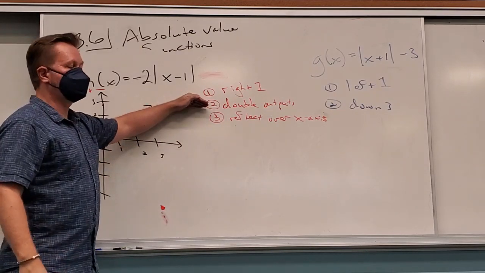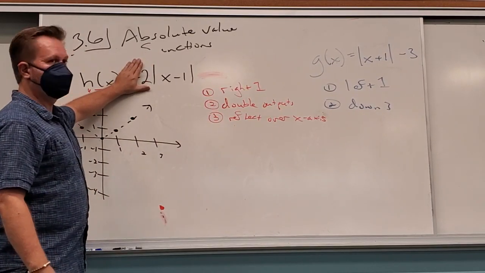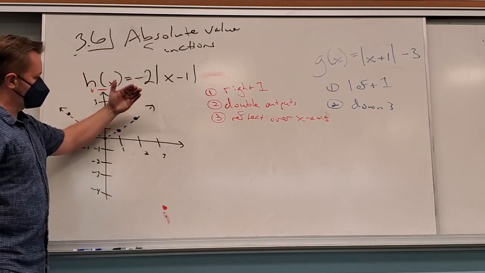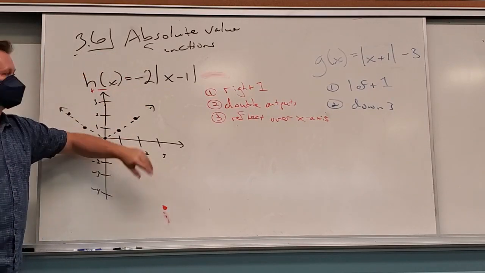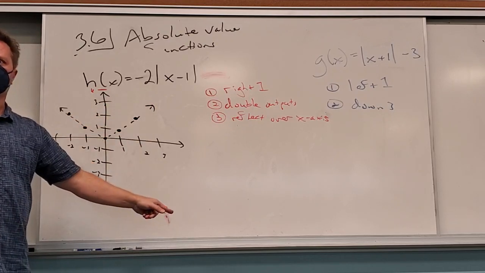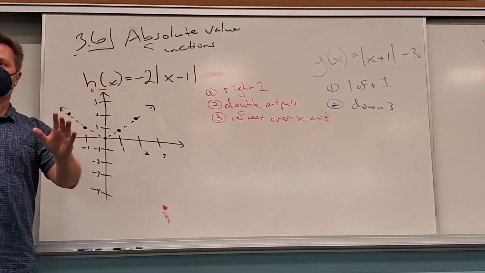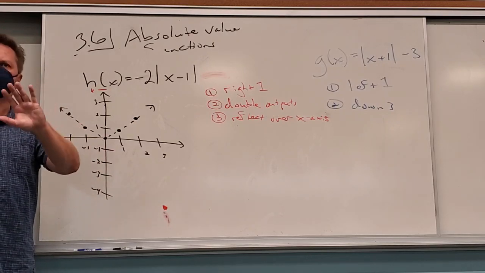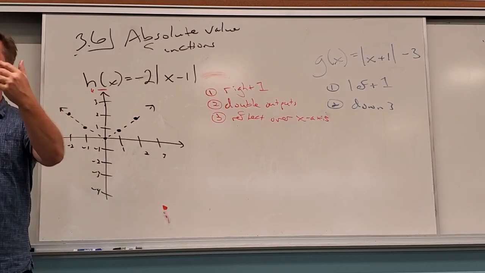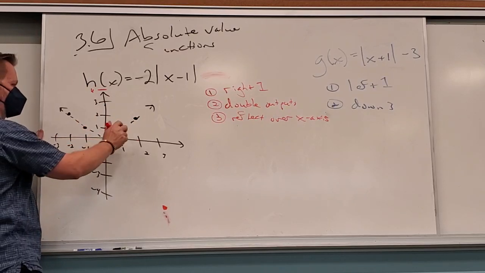And everybody cool with the double the outputs? Whatever those outputs are, I double them. And then whatever those are, I make the output the negative. So basically it just flips over the x-axis. The output was four, now it's negative four. So I just do that with every point. That's it. So to me it should be sort of like, it can't be that easy. But if this is difficult for you, that's fine. Just let me know.